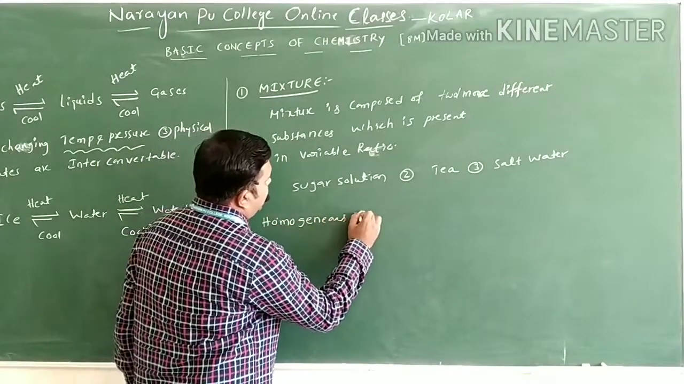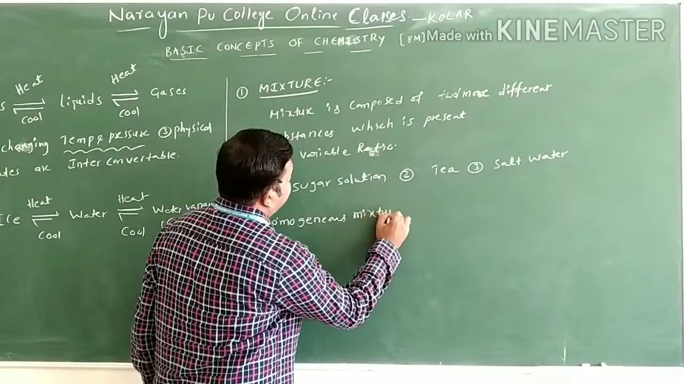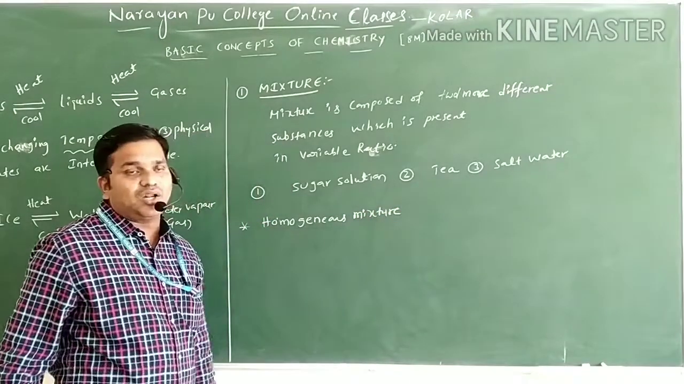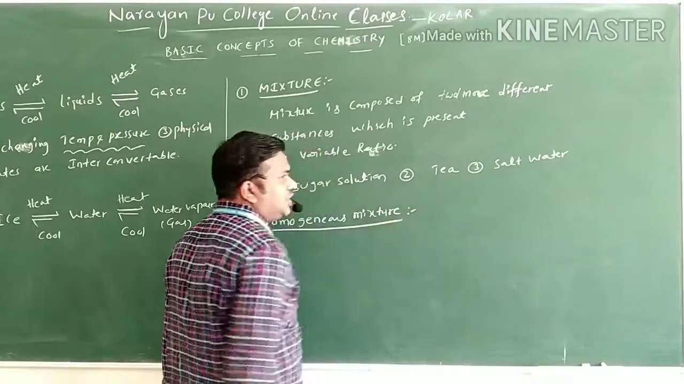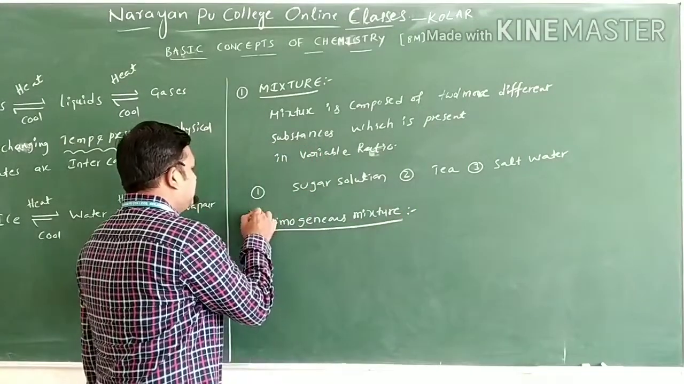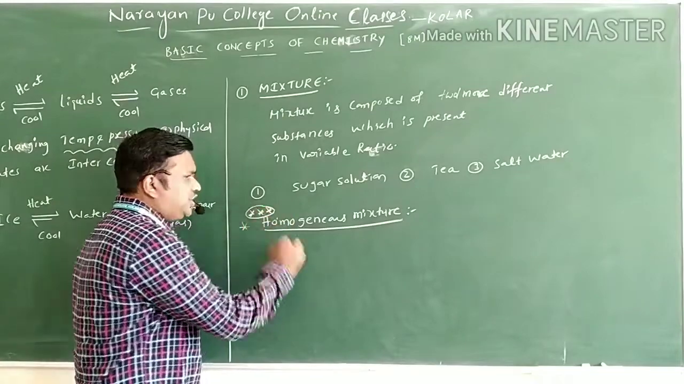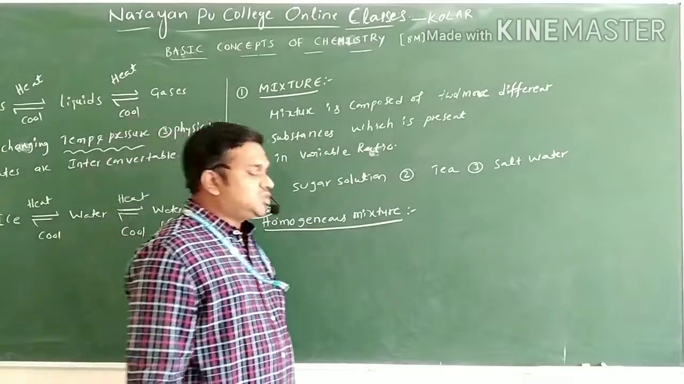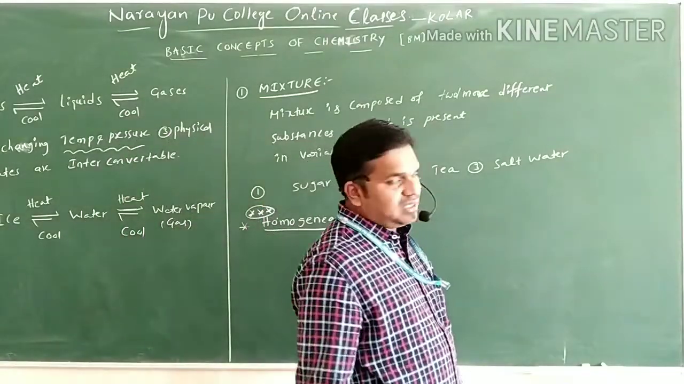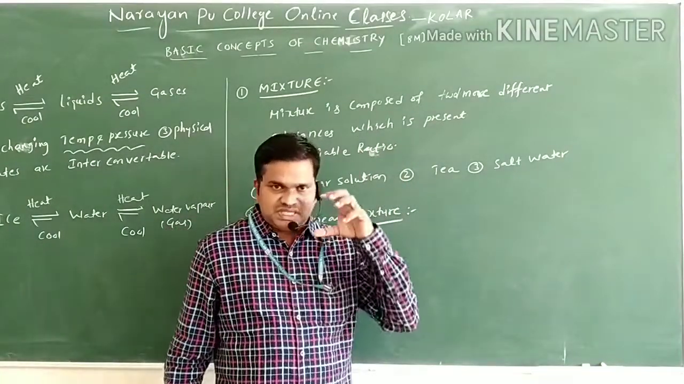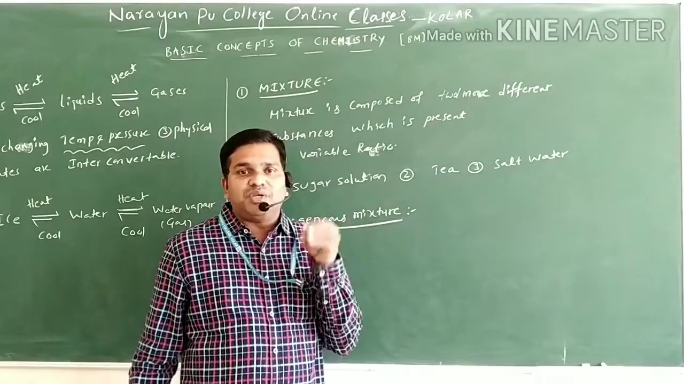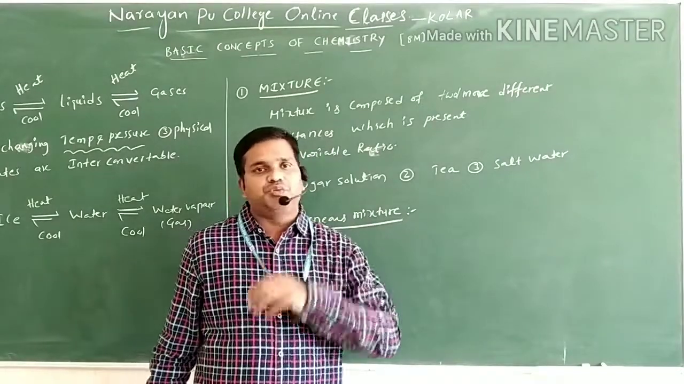Okay, the first one we have is homogeneous mixture, and the next one we have is heterogeneous mixture. What is meant by homogeneous mixture? It is a very important definition. We can define it like this: the composition is the same, or the components of the mixture are uniformly distributed.